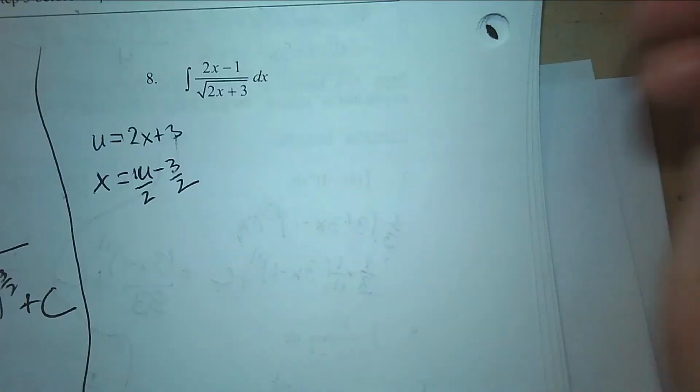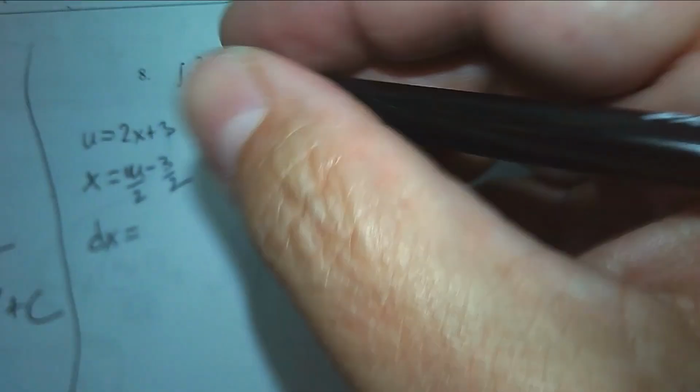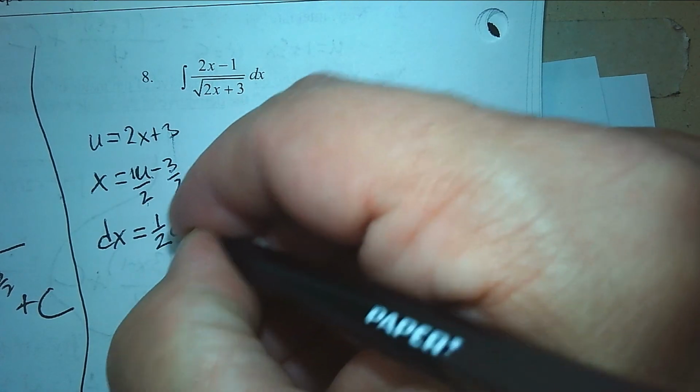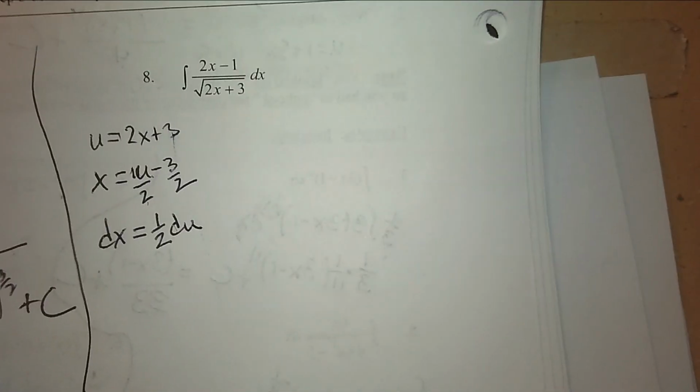Because you need to take the derivative. So what's the derivative of x? It's dx. What's the derivative of 1/2 u? It would be 1/2 du. And the derivative of negative 3 over 2? 0. Now we're ready to go back into the question.